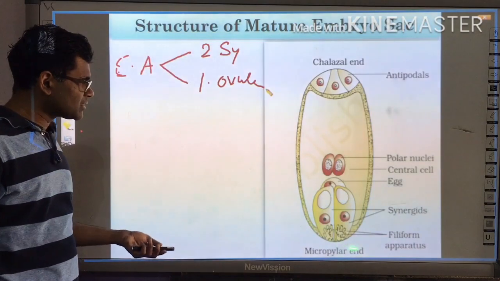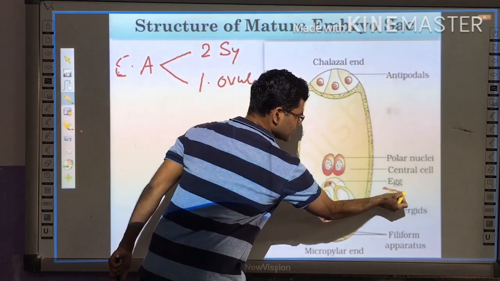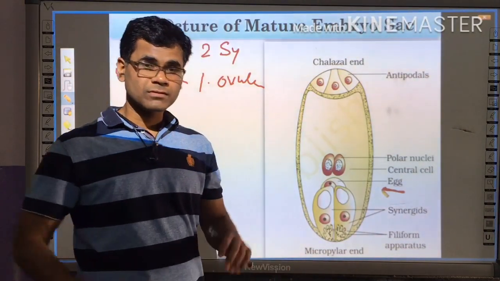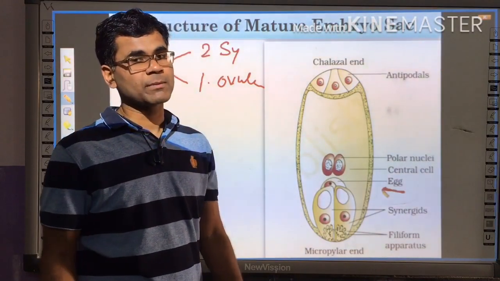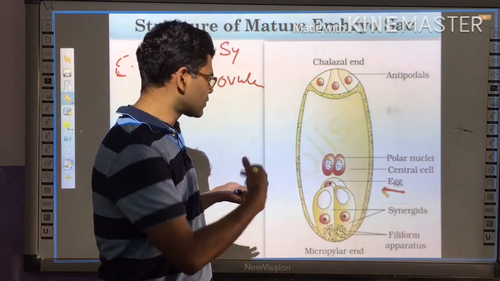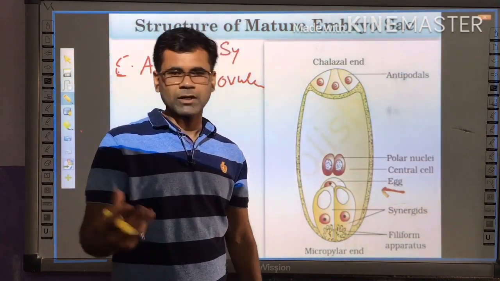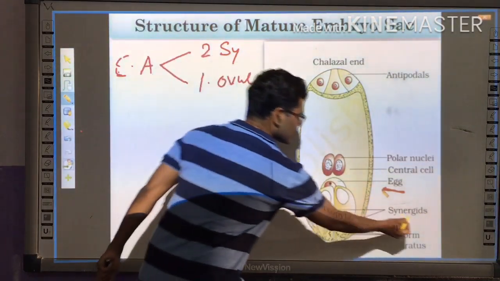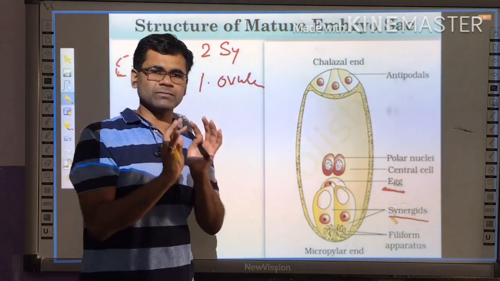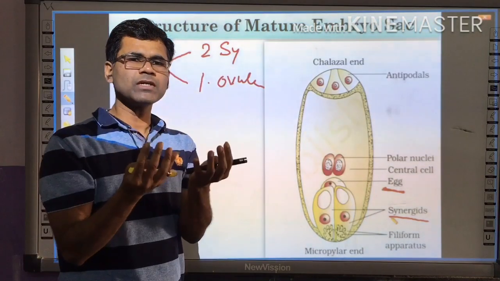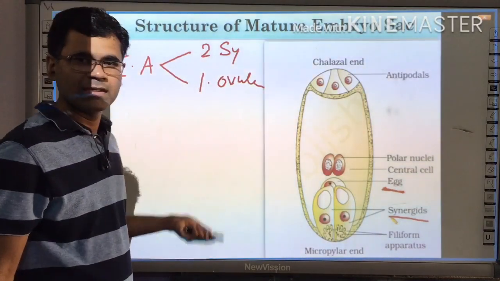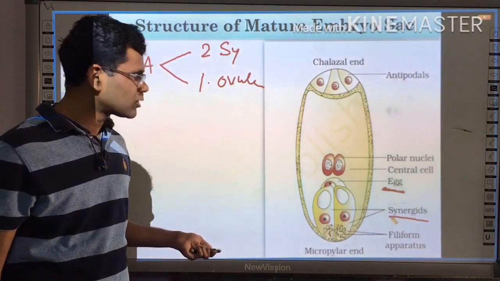At this end you can see there is one egg. This egg is the fertile unit or fertile gamete of the angiospermic female reproductive part, which undergoes fertilization, and as a result of this fertilization it is responsible for the formation of the new embryo. And this egg is accompanied by two synergids. This is the first synergid and this is the second synergid. So there are two synergids which support the egg, and these three are collectively called the egg apparatus. This egg apparatus is present at the micropylar end.